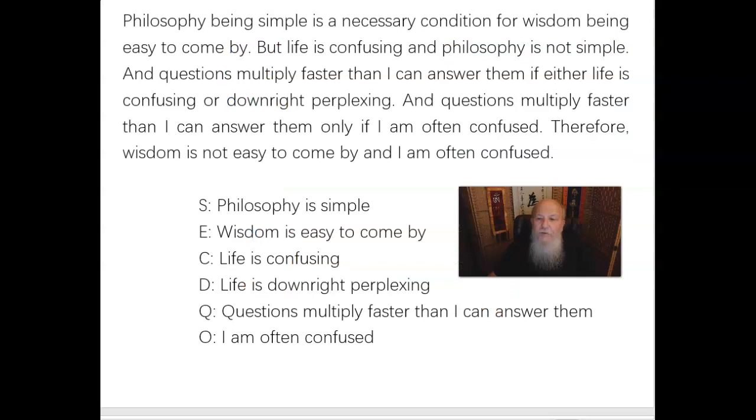And then another one just for fun. This is one we've translated before. Philosophy being simple is a necessary condition for wisdom being easy to come by. But life is confusing, and philosophy is not simple. And questions multiply faster than I can answer them if either life is confusing or downright perplexing. And questions multiply faster than I can answer them only if I'm often confused. Therefore, wisdom is not easy to come by, and I am often confused.